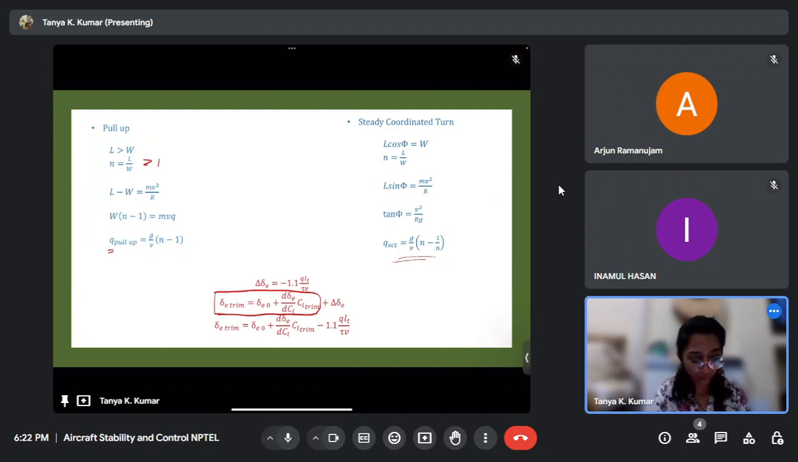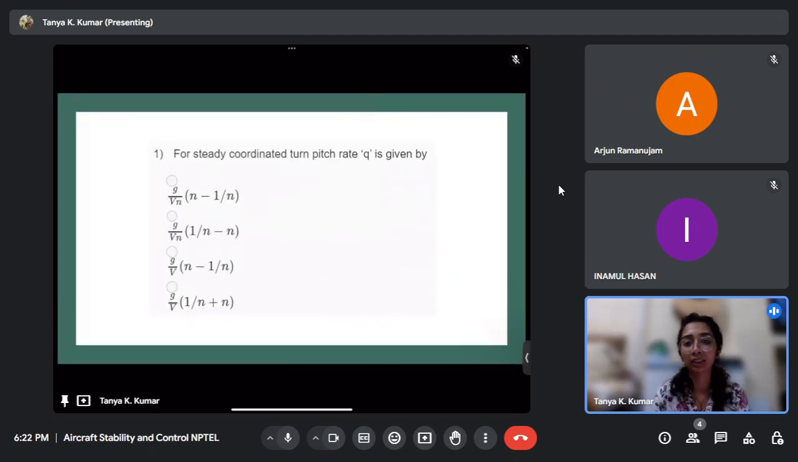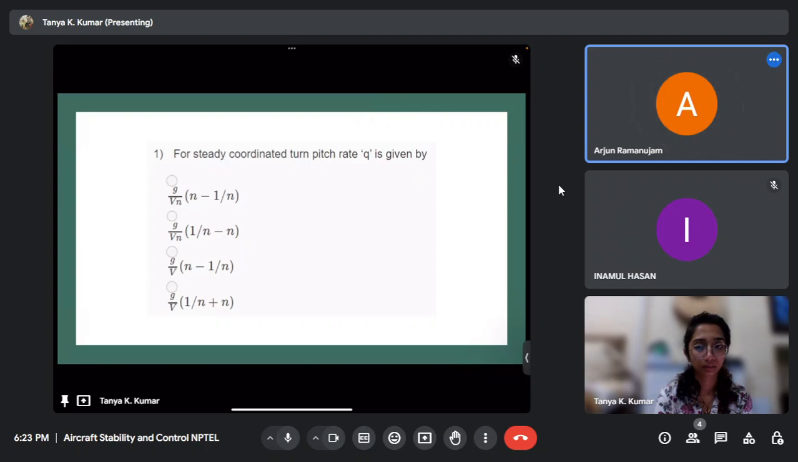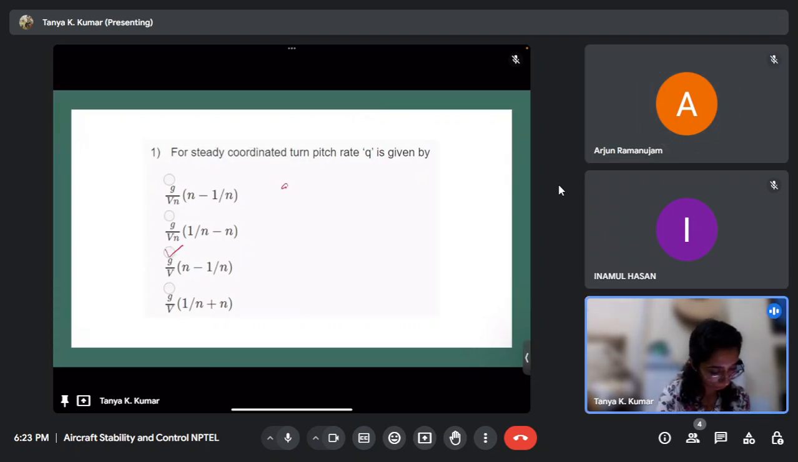Alright. So let's go to the questions. The first question was for steady coordinated turn, pitch rate Q is given by, it's a direct question. We have just seen the formula. Direct formula. What is the answer? Third option, yes. So Q for steady coordinated turn is g upon V into (n minus 1) upon n. Correct.